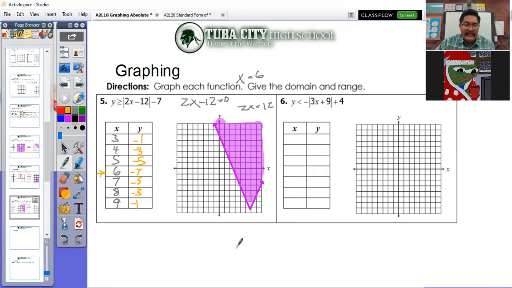All right, so last one. We have a negative. So before you start graphing, we should start looking at some of the things that we should notice about this. This is negative, which means our V is going to open downwards.